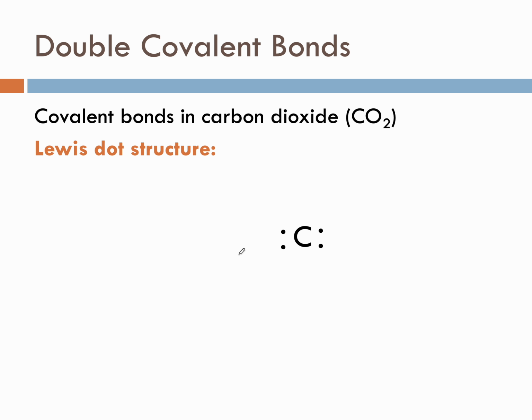Let's do a trickier one. Let's say we have to do carbon dioxide. So carbon dioxide is a molecule, it's a molecular compound, all held together with covalent bonds. Carbon is in group 14, and so it has 4 valence electrons. I've drawn them there. Oxygen is in group 16, so it has 6 valence electrons. And there are 2 oxygens, O2 here.